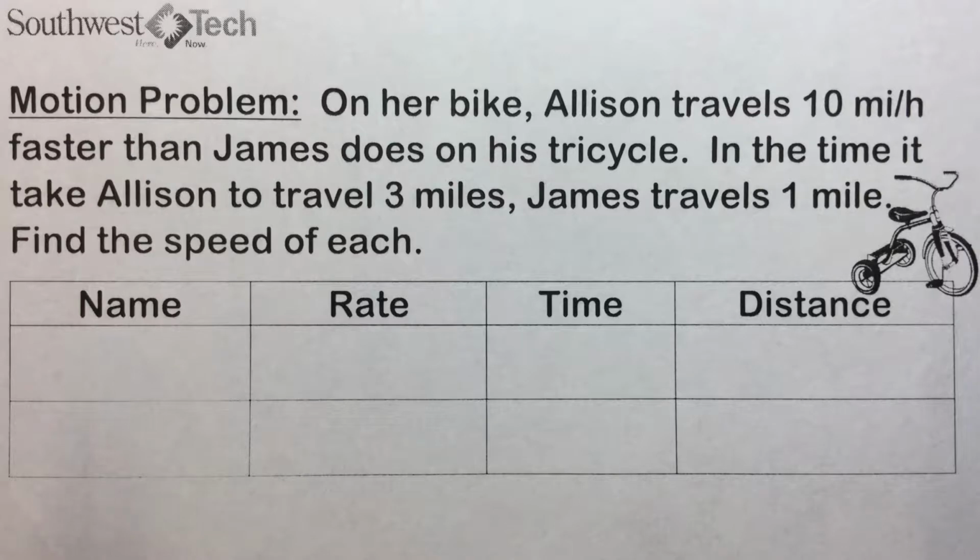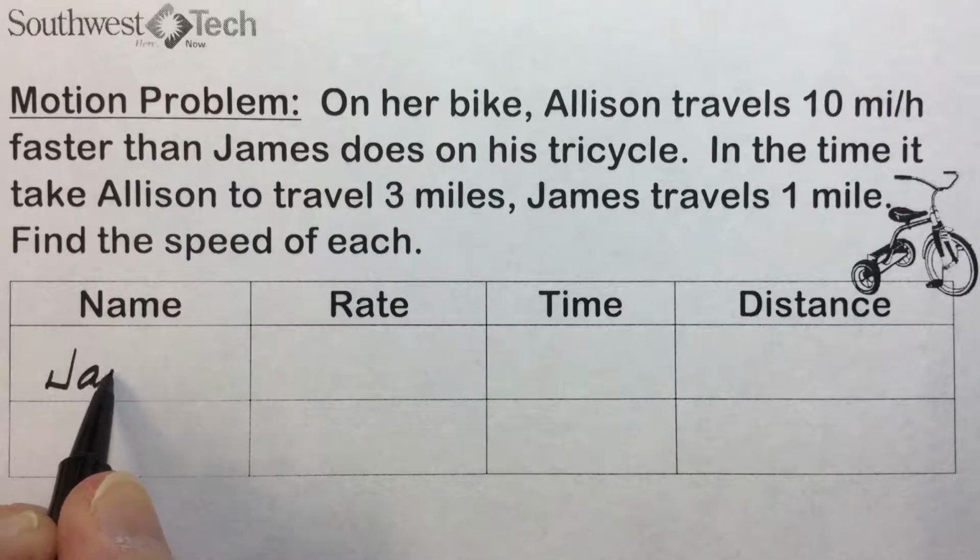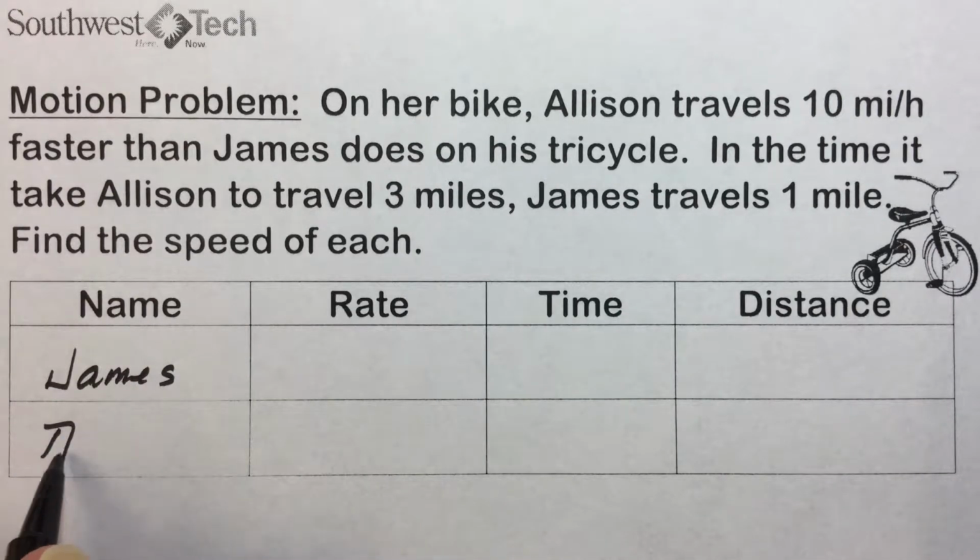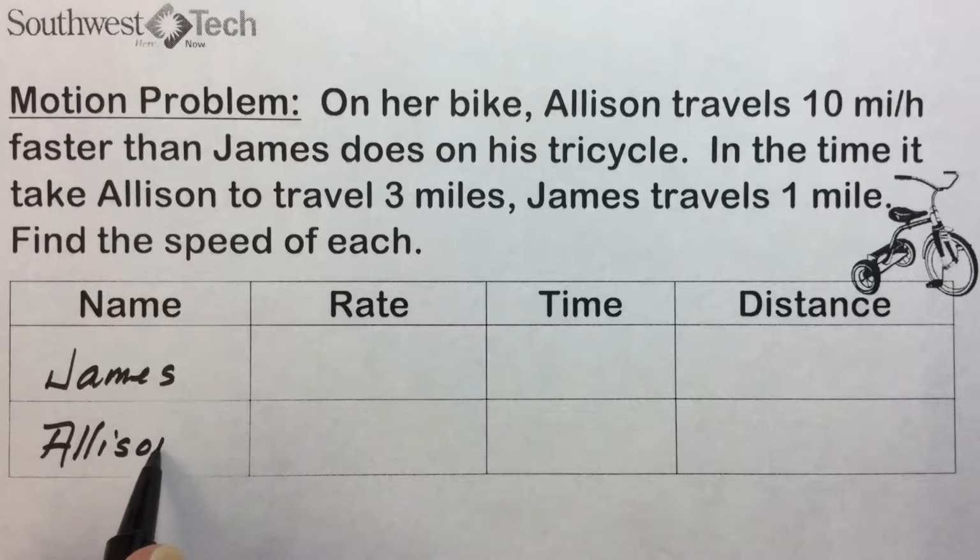Let's get to it. On her bike, Allison travels 10 miles per hour faster than James does on his tricycle. In the time it takes Allison to travel 3 miles, James travels 1 mile. Find the speed of each. So let's fill in the table with the information that is given here, and we'll put James and Allison down to keep track of the information.